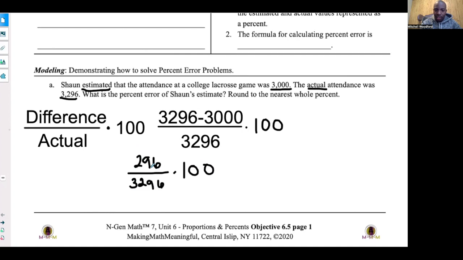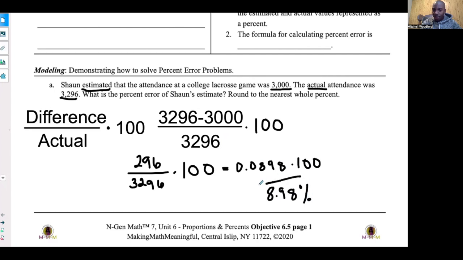So keep in mind, a fraction is just really the operation of division. So I do 296 divided by 3,296. That gives me 0.0898. Okay, and you should see that as well if you're doing it. And then you would multiply it by 100. When you multiply by 100, it's the same thing as moving the decimal 2 spaces over, and we get 8.98%. Okay, this is our answer.